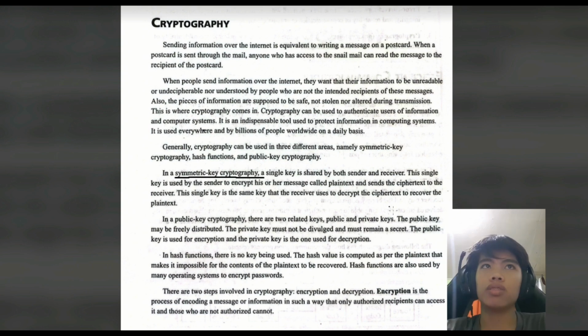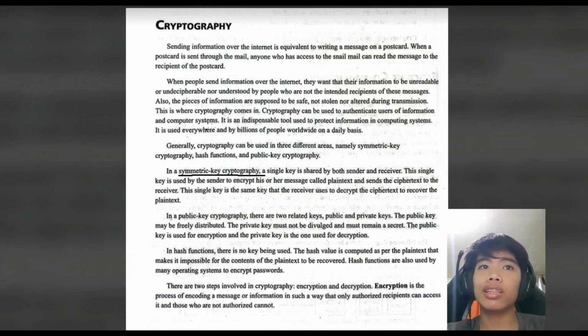So yung symmetric key cryptography, para ma-decode mo or ma-decrypt mo yung isang message, kailangan yung pagbibigyan mo ng message is merong same na key para makita niya yung plain text doon sa mismong context na binigay mo or doon sa mismong message na pinadala mo sa kanya.